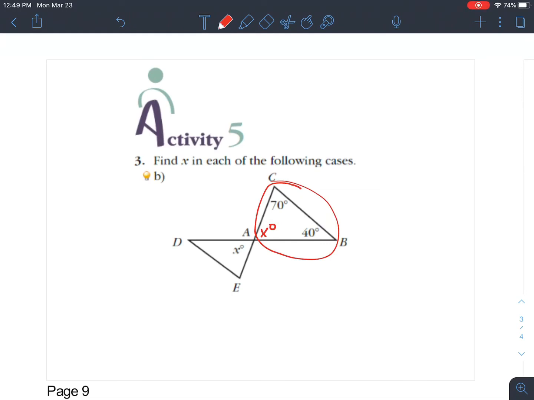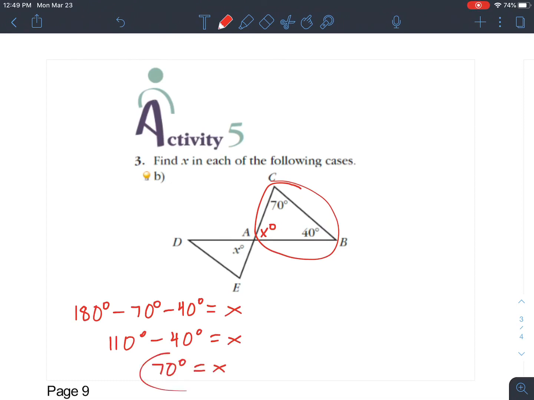So we should go ahead then. We can just do either add all of them together, or if you want, you could just subtract from 180. 180 minus 70 degrees minus 40 degrees is going to be equal to x. And we see that we've got 110 minus 40, and therefore x had to be 70 degrees.